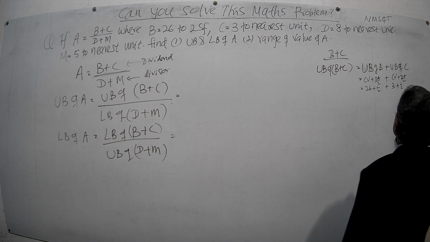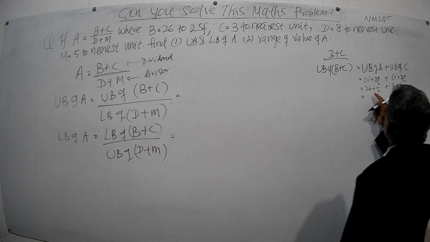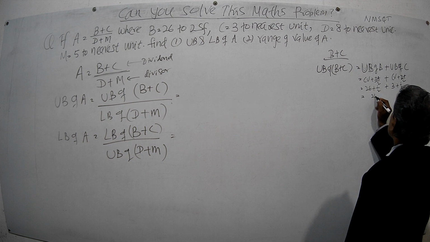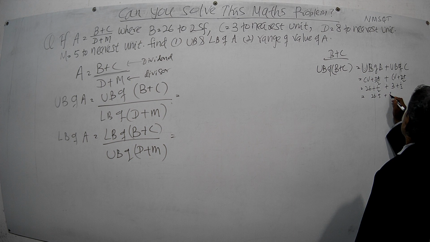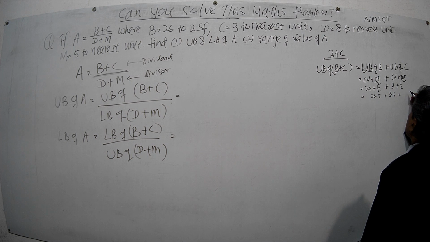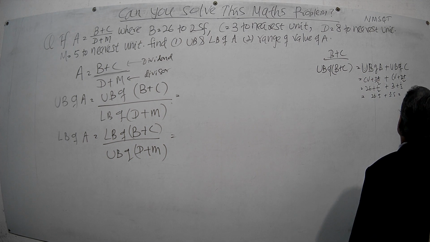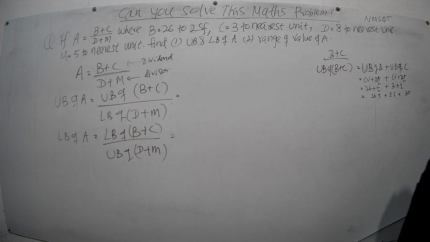Okay. Now, next one. Here, how much? 26 and half, that means 26.5. This is 3.5. Then all together, how much? 30. That is the upper bound of B plus C is 30.